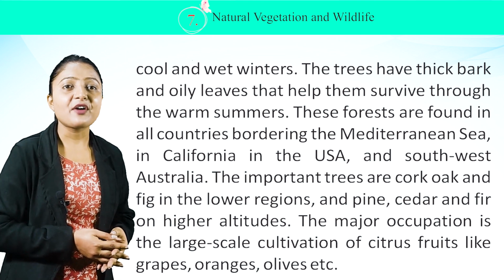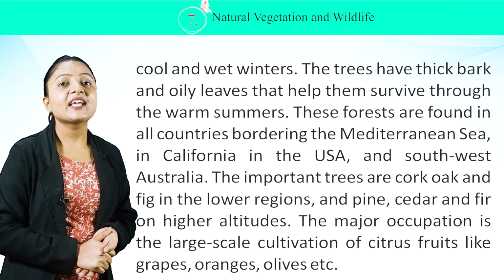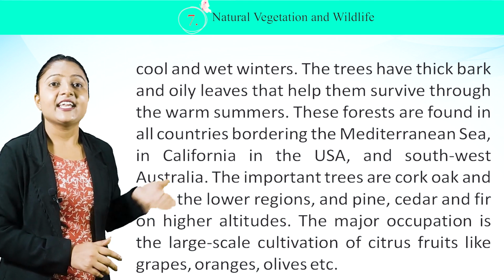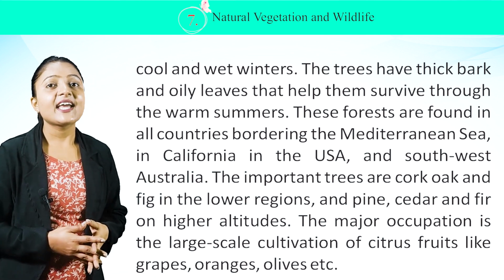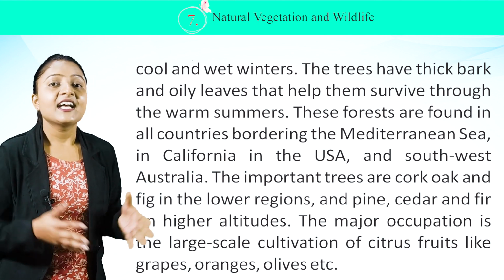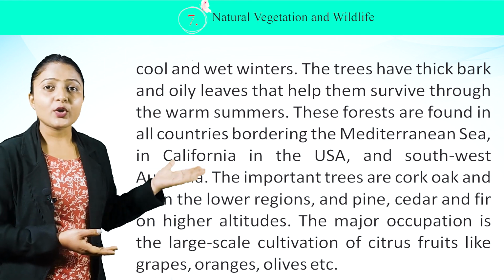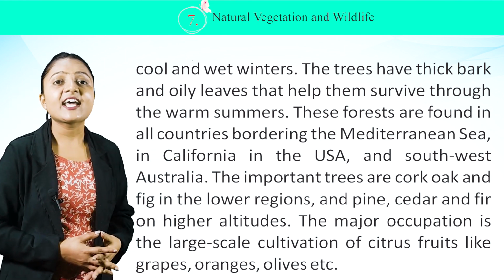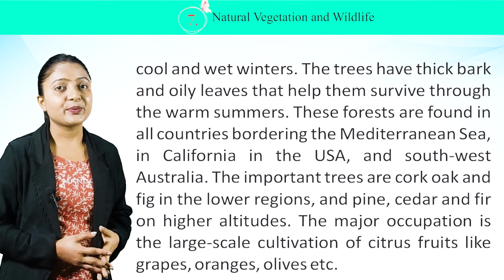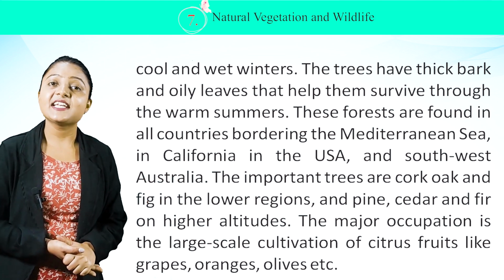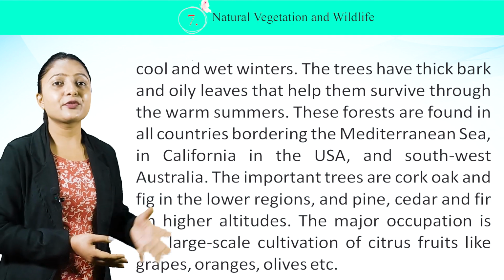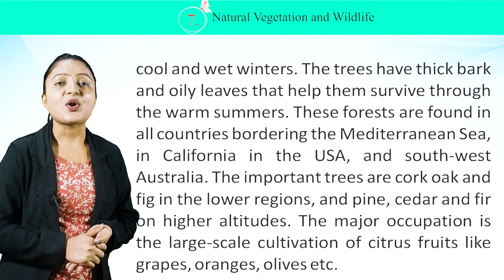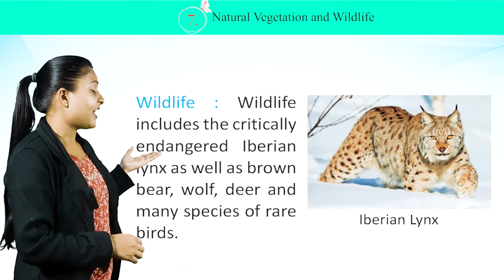These forests are found in all countries bordering the Mediterranean Sea, in California in the USA, and southwest Australia. The important trees are cork oak and fig in the lower regions, and pine, cedar, and fir at higher altitudes. The major occupation is the large scale cultivation of fruits like grapes, oranges, olives, etc.